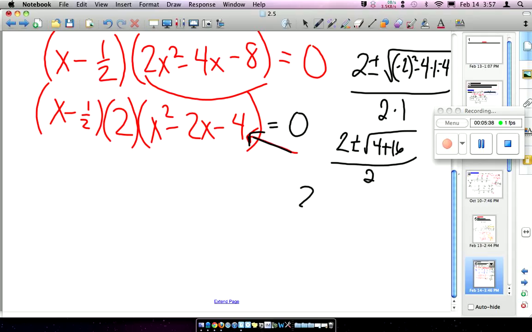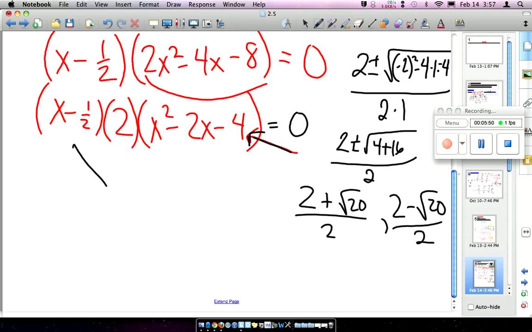So one solution is going to be 2 plus the square root of 20, all over 2. And the other solution is 2 minus the square root of 20, all over 2. Okay, and my final solution was what I saw here, 1/2. So I have 3 solutions: 1/2, 2 plus the square root of 20 over 2, and 2 minus the square root of 20 over 2. These are not proper because they're not fully simplified. So I'm going to take a moment to simplify them.